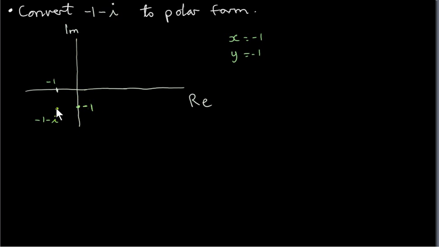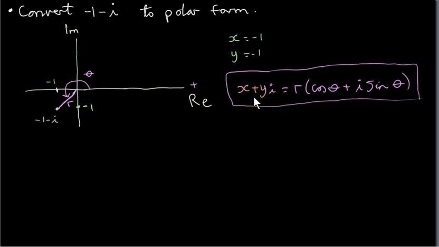So here it is. What we need are its distance to the origin, which is its modulus, and we need theta. So we need r, which is the modulus, and theta, which is measured anti-clockwise from the positive real axis. So this is the positive real axis. So we measure anti-clockwise this way. So we see that theta is an angle between 180 degrees and 270 degrees. All you need to know to convert a complex number from rectangular to polar form is this relation here. So we need r and theta.